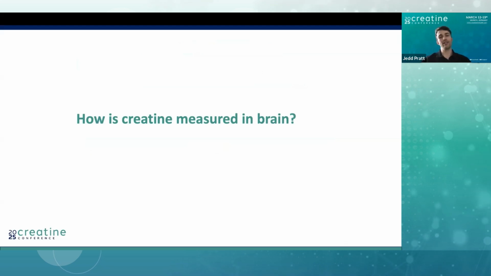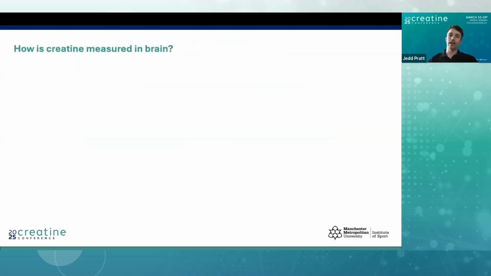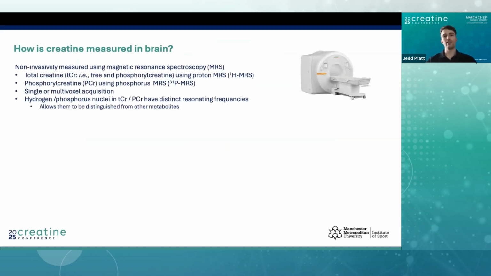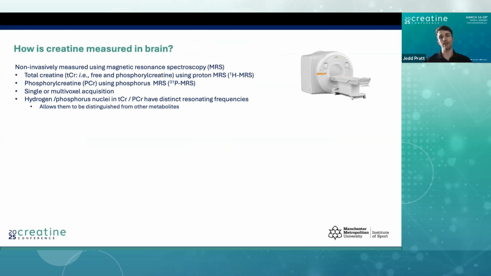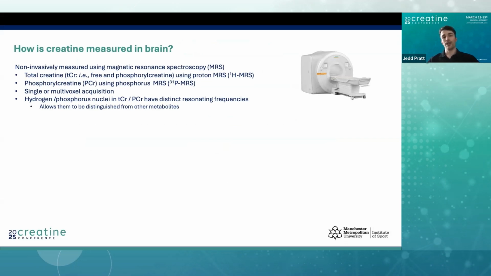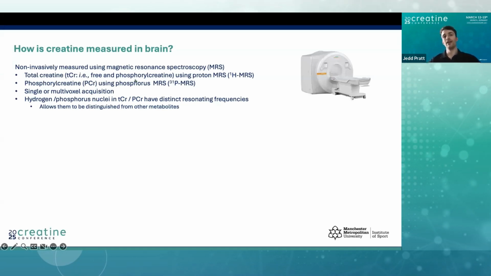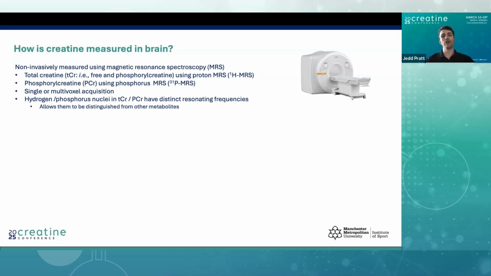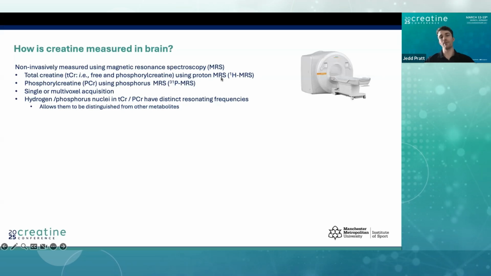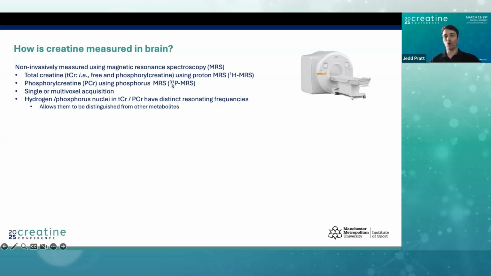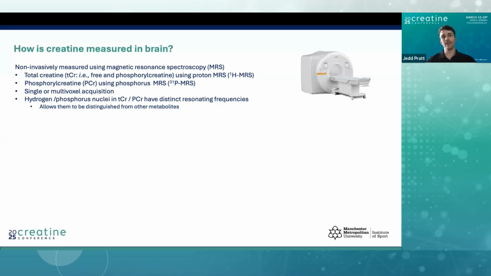So that leads us nicely on to actually how creatine is measured in the brain. There are a couple of different ways of doing this, but regardless, it is performed by conducting spectroscopy using a magnetic resonance scanner, as you can see on the screen. And it depends really on whether you're interested in looking at total creatine, which is the overall pool of creatine, so that's free and phosphoryl creatine, or if you're looking specifically at phosphoryl creatine. Depending on what you want to assess, you'll either be using proton magnetic resonance spectroscopy or MRS, in the case of total creatine, or phosphorus MRS or 31P MRS. And the reason for having to use these different techniques is that it ultimately comes down to the actual nuclei of interest.